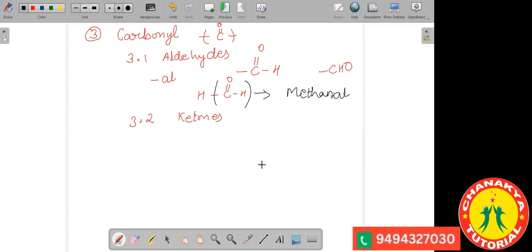Can you draw the structure for ethanal? Draw the structure for ethanal. There should be two carbon atoms. A total of two carbon atoms should be there.